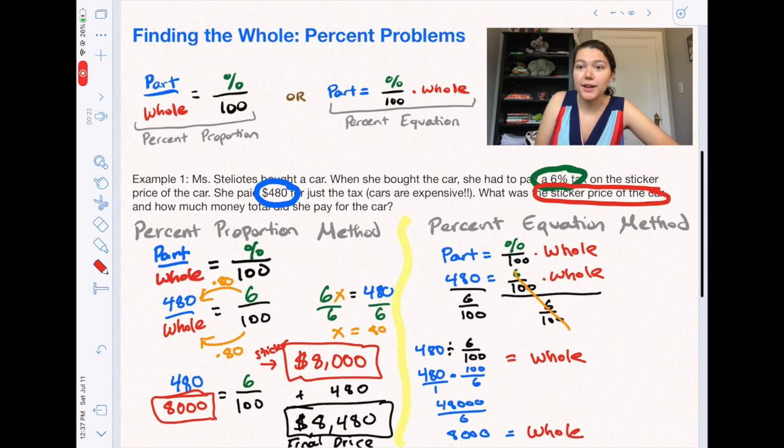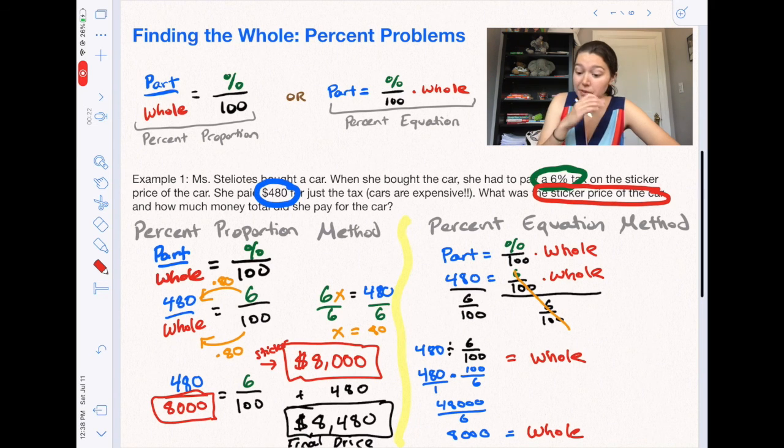And again, when you do that work out, you're going to get 8,000. So you multiply straight across, you have 480 times 100. That's going to end up just adding 2 zeros after 480. So we get 48,000, and then divided by 6 in our denominator. And again, I know 48 divided by 6 is 8. And then you just carry those 3 zeros along. Okay, so again, my whole becomes $8,000. That's the sticker price of the car, and then we add the $480 as tax, and I get $8,480 as the final amount that I pay.